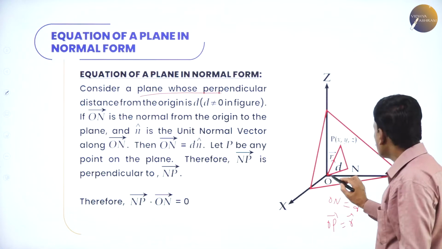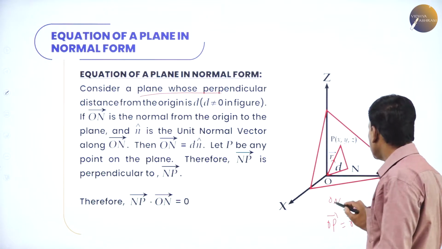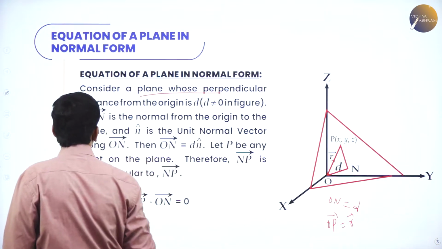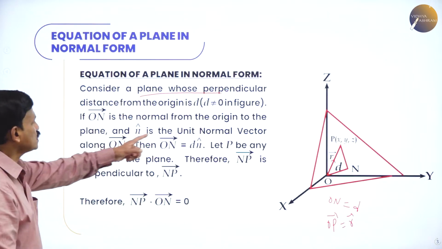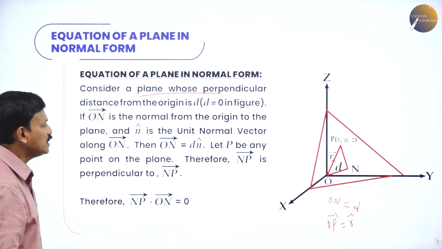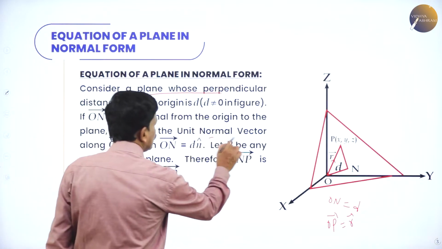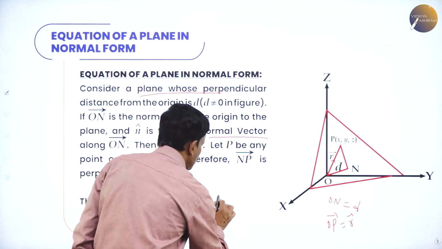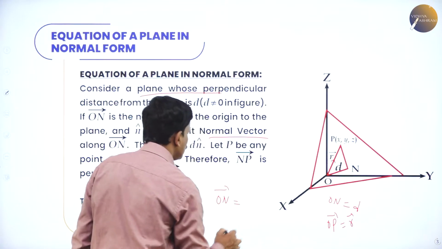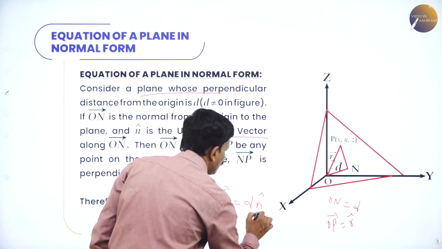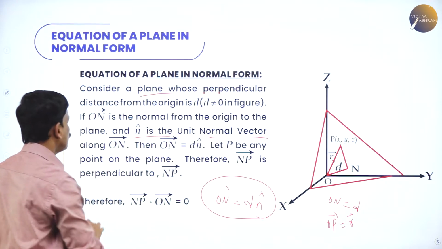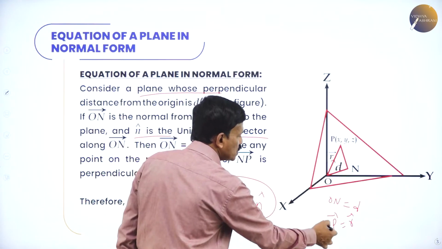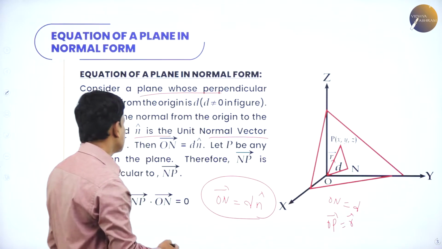Consider a plane whose perpendicular distance from the origin is d. Therefore ON is equal to d, and d is not equal to 0, from the figure. ON is normal to the given plane and n cap is a unit normal vector along ON, then vector ON can be written as d into n cap, where n cap is the unit normal vector along ON. The position vector OP is vector r.